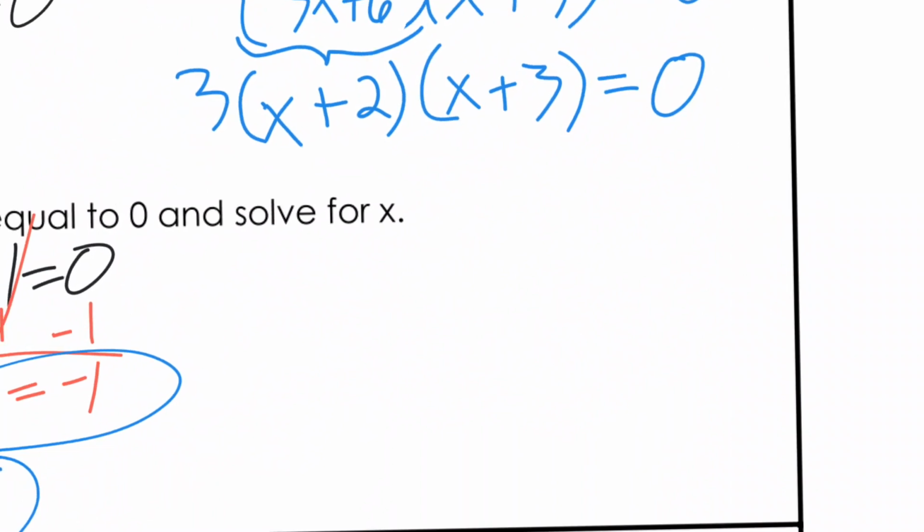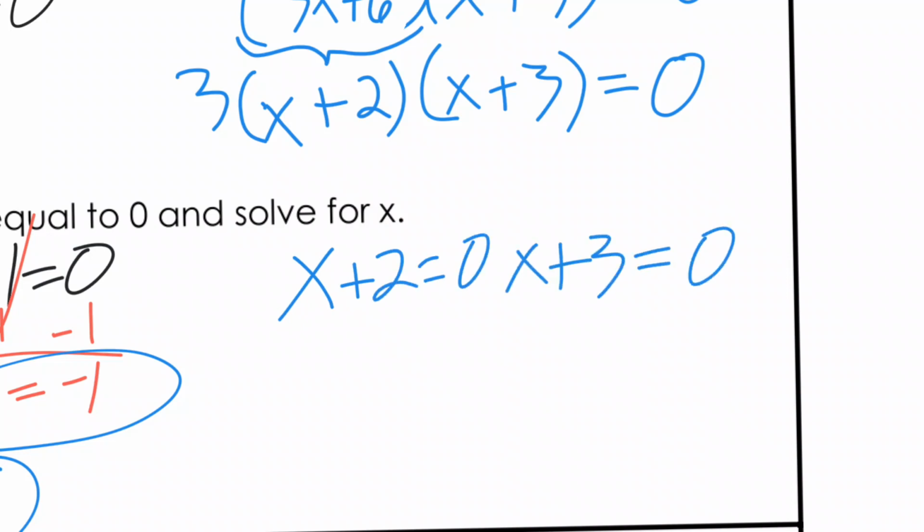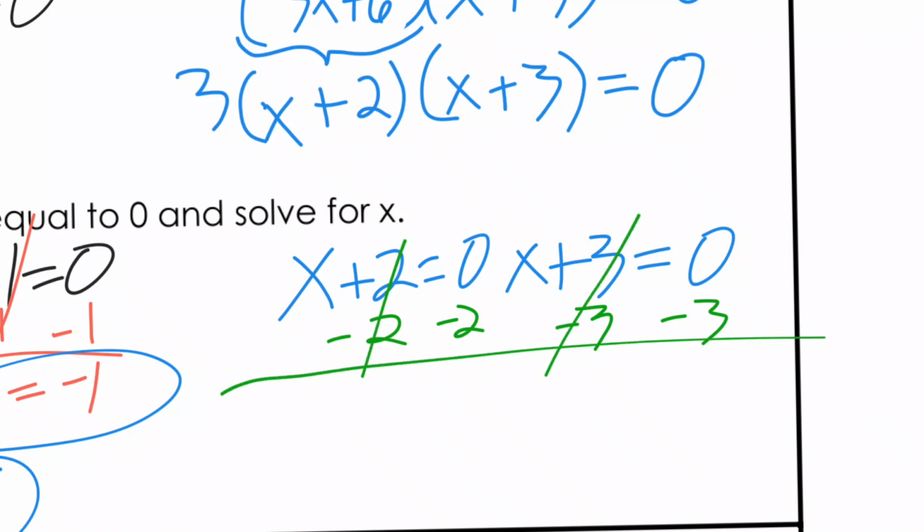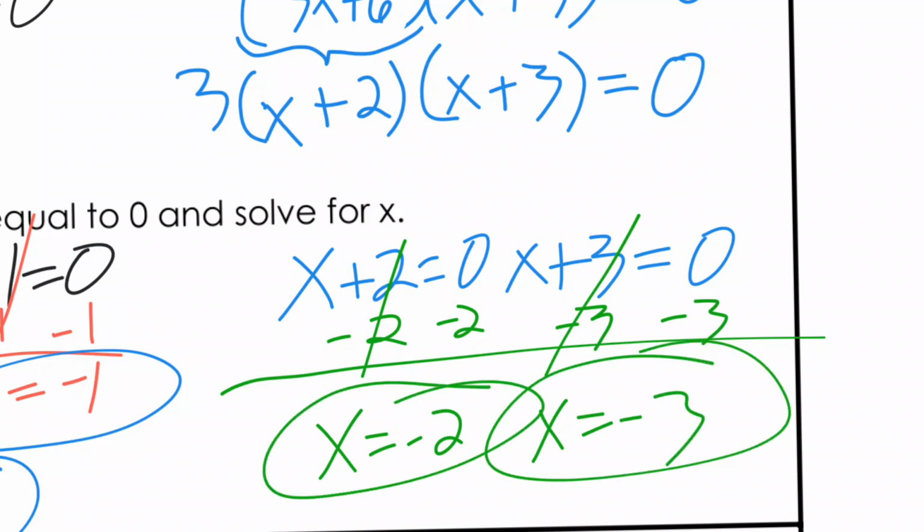Anyway, the benefit of doing that is I take x plus 2 and x plus 3 and I set those both equal to 0. And those are simple equations to solve. Minus 2 to the other side, minus 3 to the other side. And I'm going to get x equals negative 2 and x equals negative 3 for my two solutions.